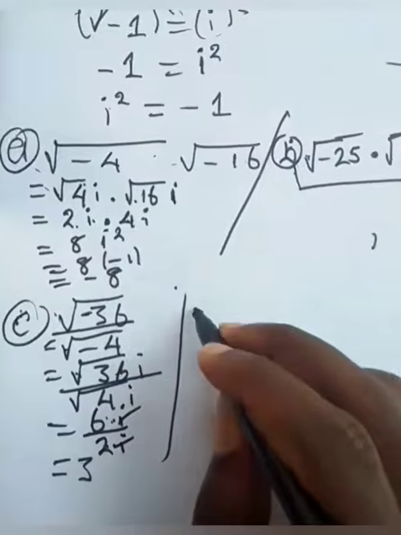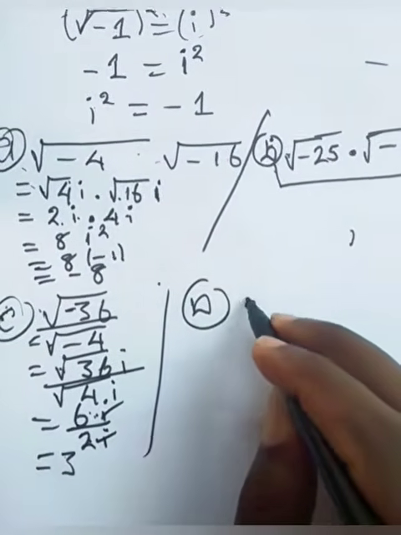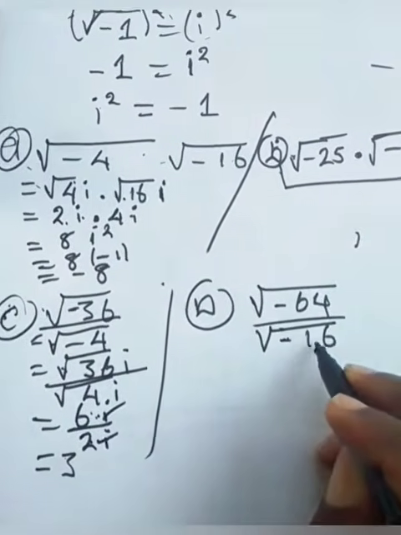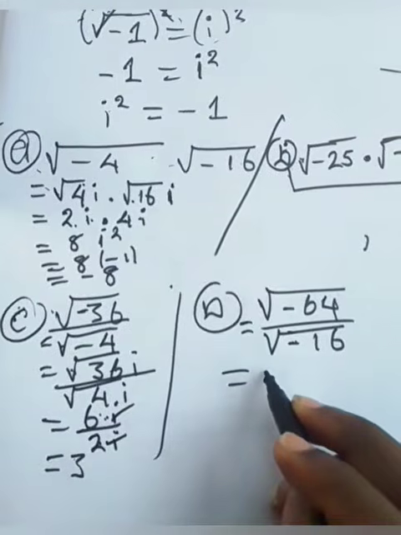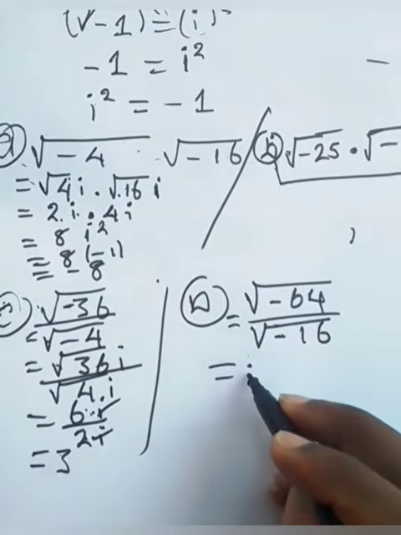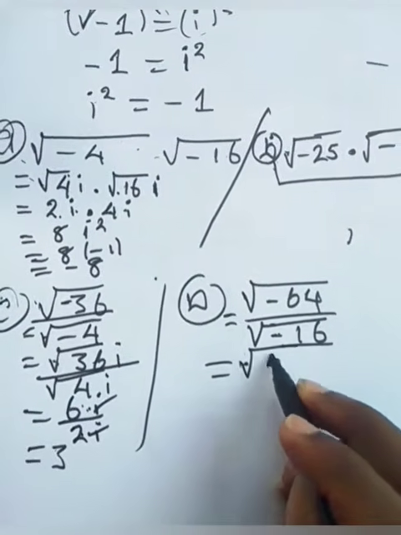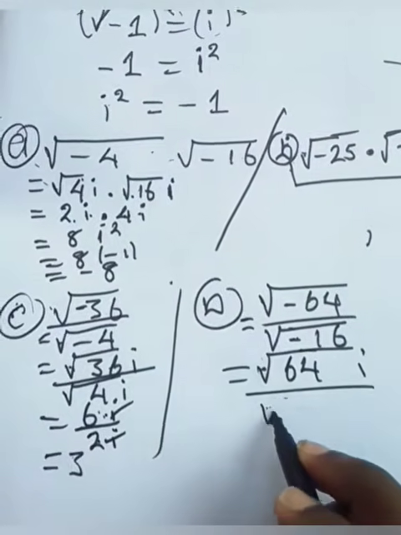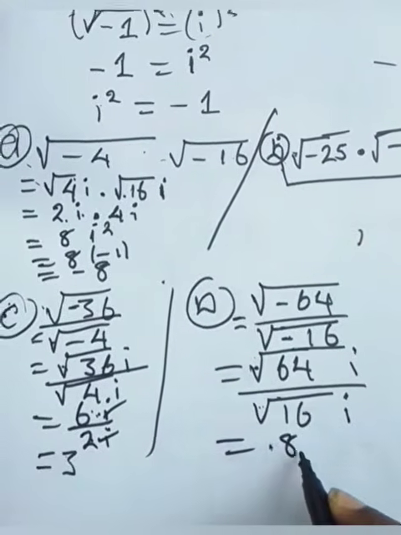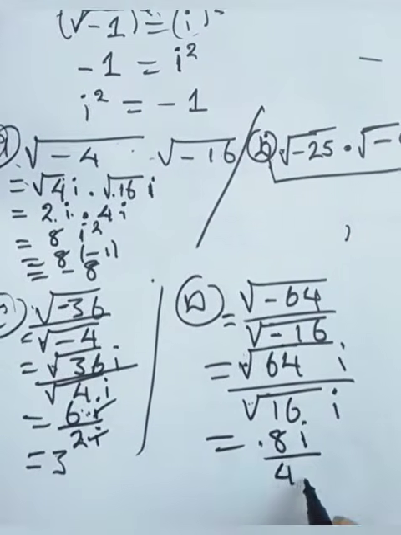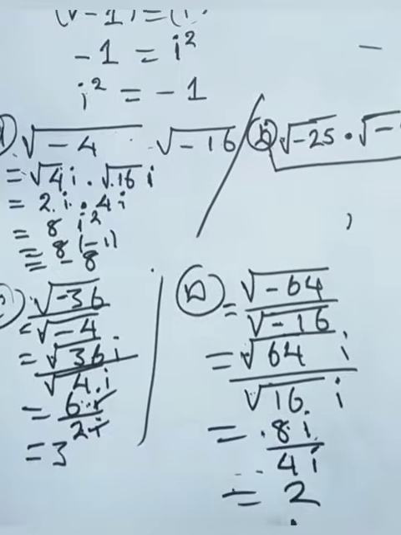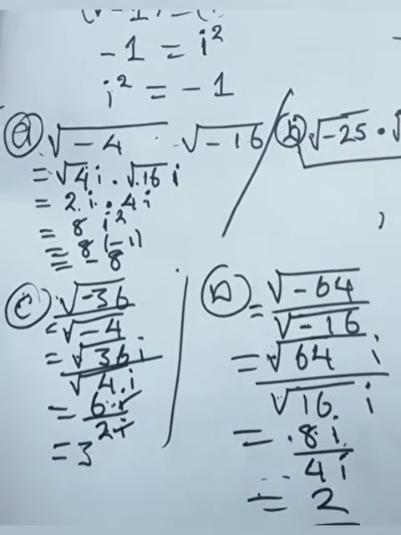We come to D. For D, we have square root of negative 64 over square root of negative 16. And what are we going to have here? First we write them in complex form. So we have square root of 64i over square root of 16i. Then what is the square root of 64? It is 8i over 4i, since the square root of 16 is 4i. Then 8 divided by 4 is going to give you 2. Yeah, so this is just like a bonus knowledge.